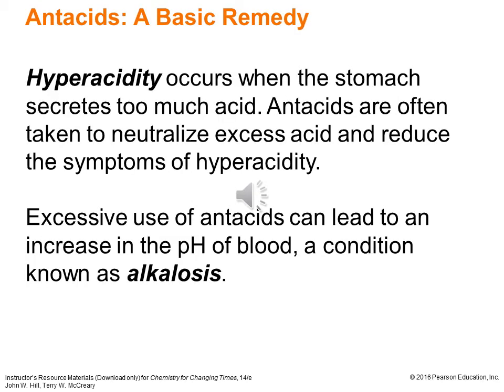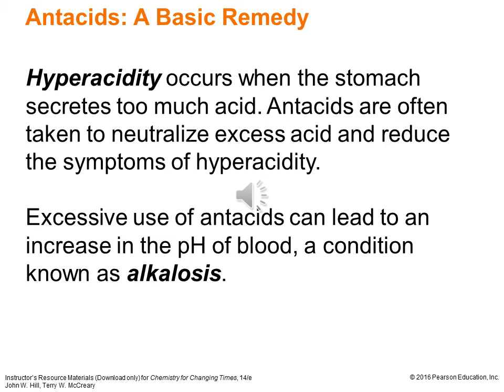Okay, looking at another case where too much acid is a problem, we have hyperacidity. When the stomach secretes too much acid, that unfortunately is becoming more and more common among people. Antacids are taken, oftentimes to neutralize that excess acid and reduce the symptoms of hyperacidity. A problem with that approach is if you take too much antacid, you can actually increase the pH of blood. We said that pH of blood needs to stay right around that 7.4.